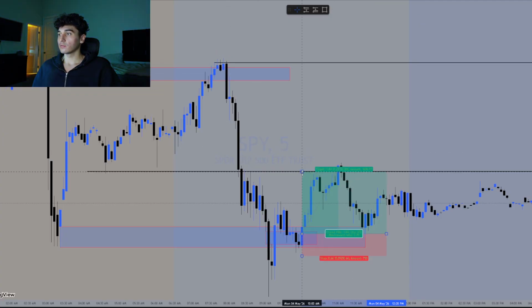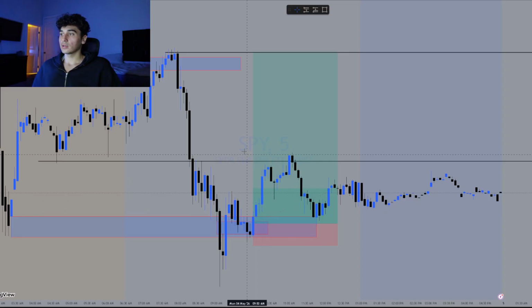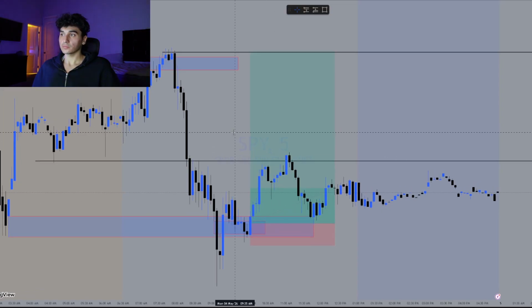So if you want to be a little bit crazy, you can target these highs up here, and obviously that would be that. But for me, I always like to just play it safe and target the nearest key level as my main exit area.